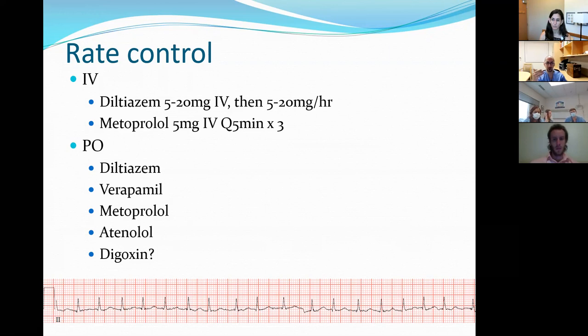And so for PO, you can use diltiazem. Oftentimes you'll be using diltiazem as you transition from a diltiazem drip to diltiazem PO. Verapamil, less common, but sometimes we'll use it. And the metoprolol, we use very commonly. Atenolol too. Digoxin probably doesn't have a huge effect. It takes a couple days to kick in, and we just don't use digoxin very much anymore because it just doesn't work quite as well.